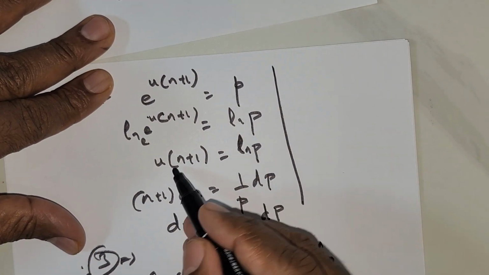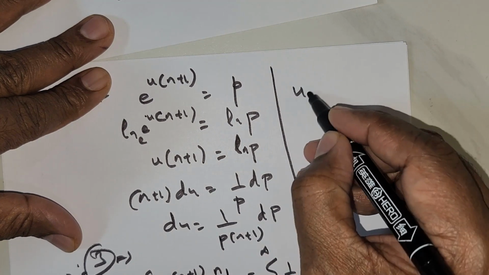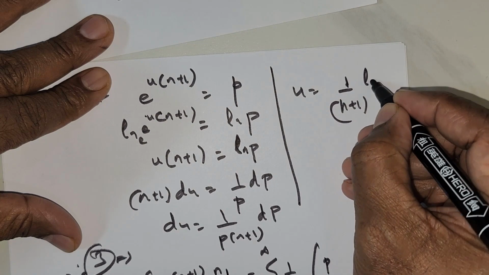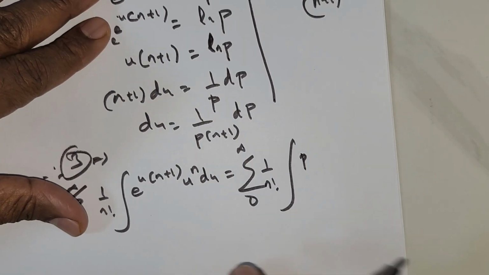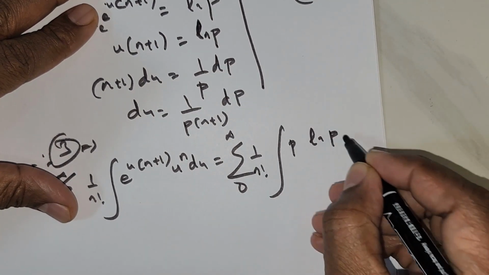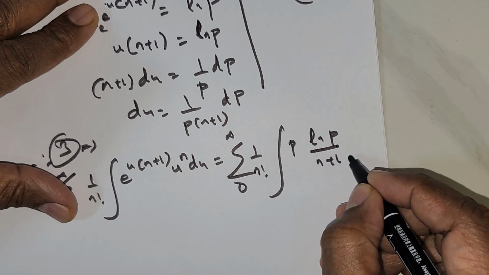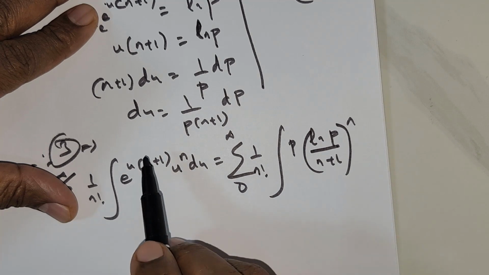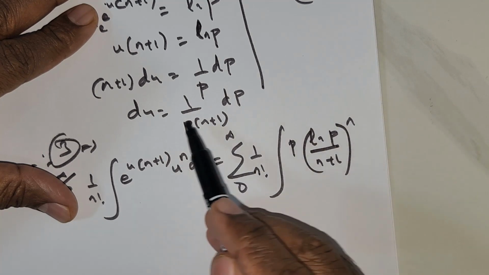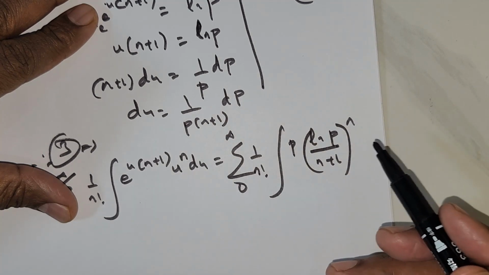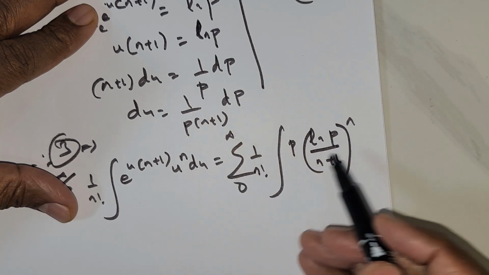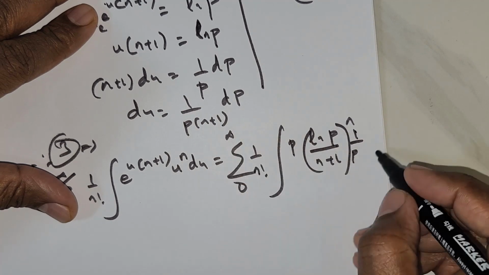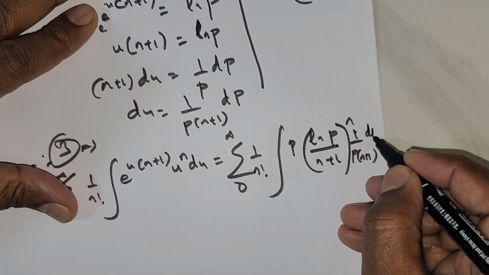So from here I would extract the value of u. So u is equal to 1 over (n plus 1) times ln p. So take the value of u and substitute it here. So this is going to be ln p divided by (n plus 1), and this is raised to the power of n times du. So what is my du? My du is this value. So we need to have that value there. So it's going to be 1 over p times (n plus 1) times dp.